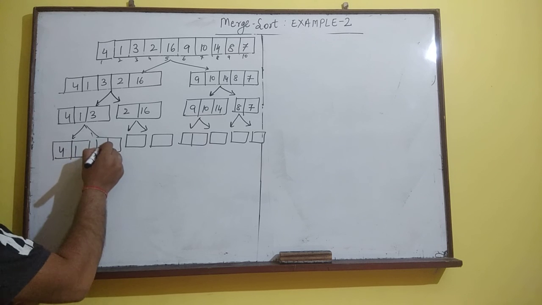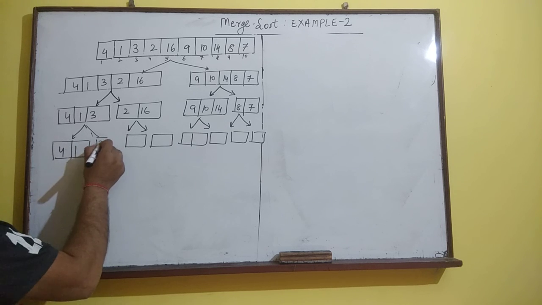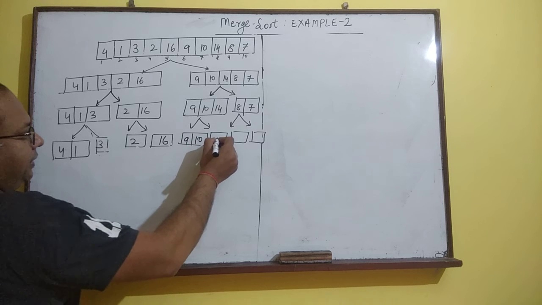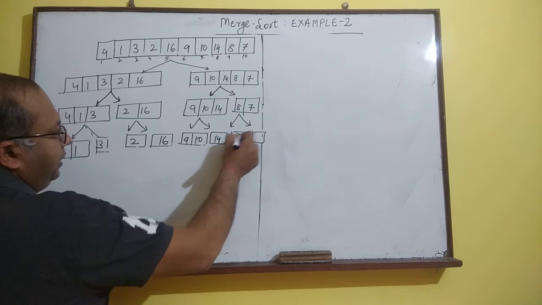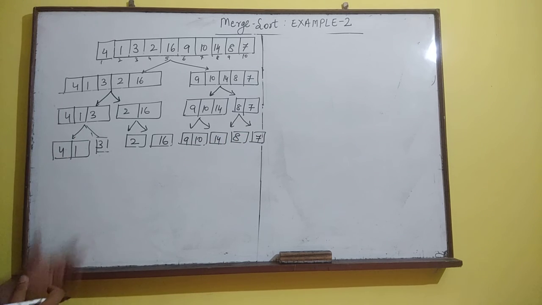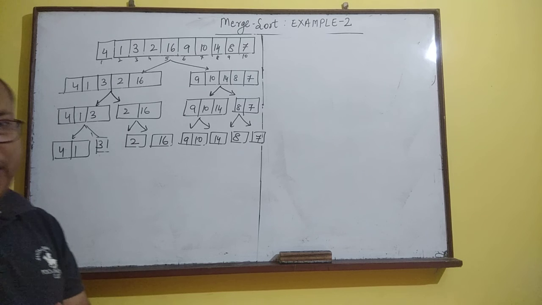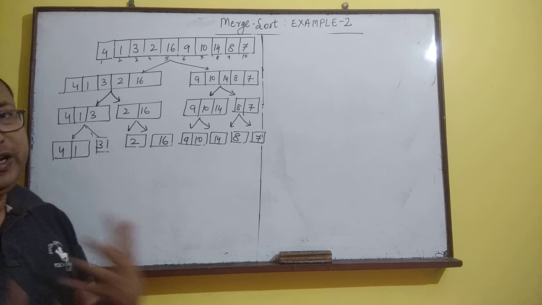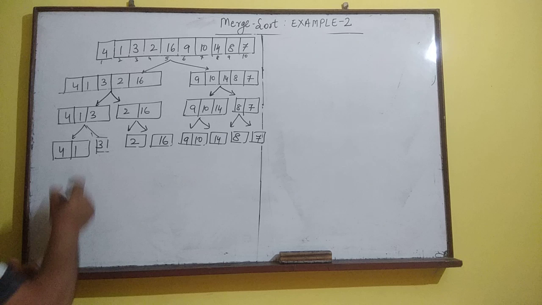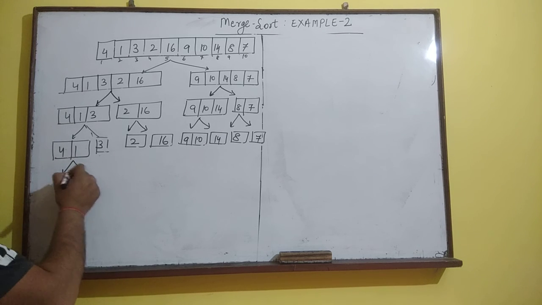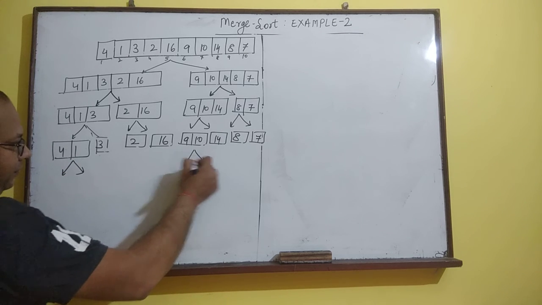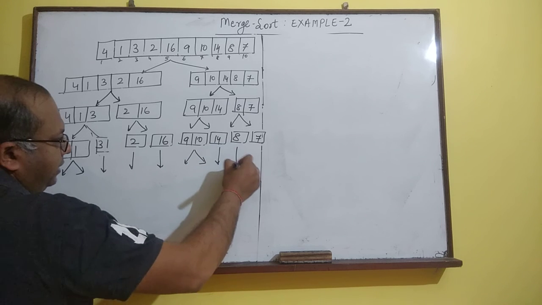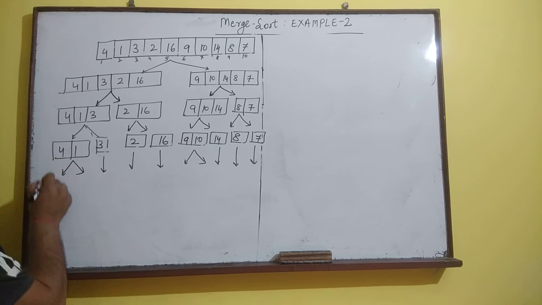This array has 4, 1, it has only a single element 3, it has 2, 16, it has two elements 9 and 10, it has a single element 14, it has 8 and it has 7. Many of the partitioned arrays have a single element, but a few of the arrays still have more than one element. So it means we need further partition. So this array will be divided and this array will also be divided, and these arrays will remain undivided because they have only one element.